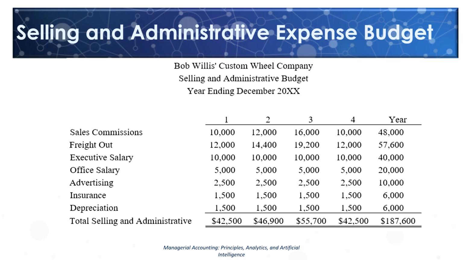Let's take a look at the selling and administrative expense budget for Bob Willis. Data for commissions, freight, executive and office salaries, advertising, insurance, and depreciation was given in your chapter. The tally of those is the administrative and selling budget.